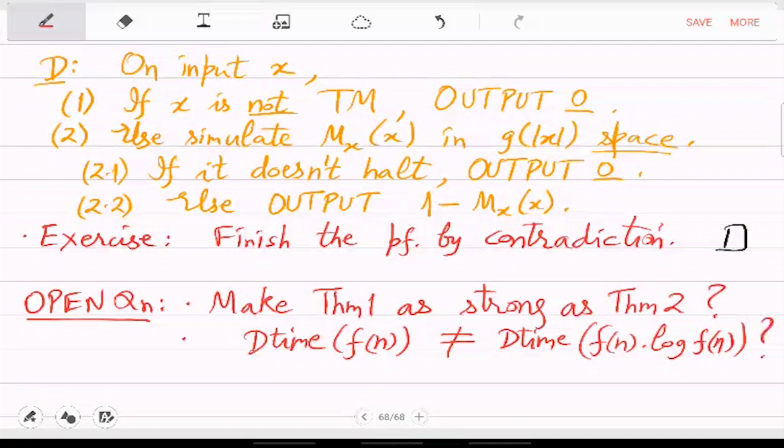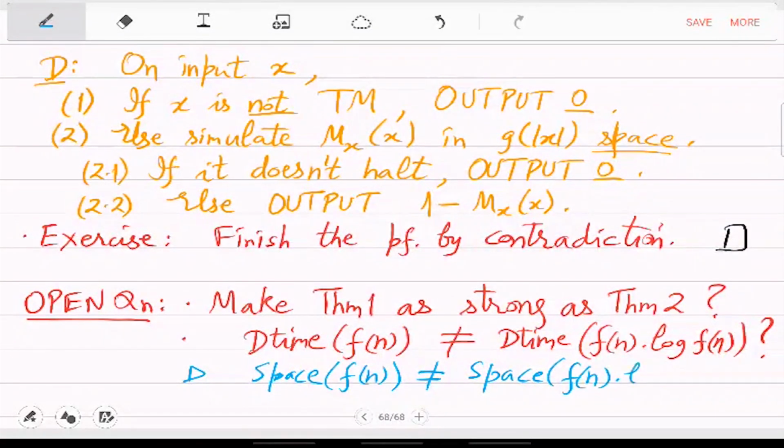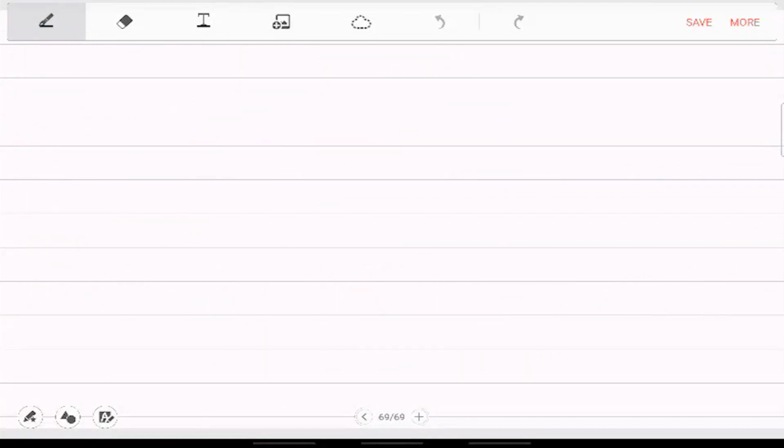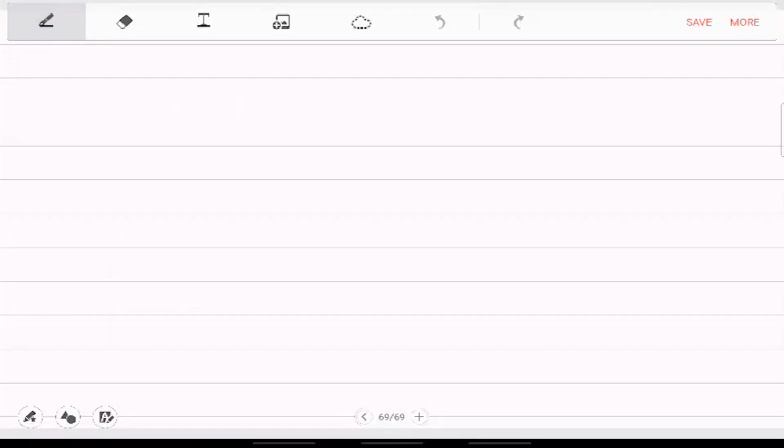Right, for space we know. For space we can show this, we have just shown it, but for DTIME we don't know. Okay. Now the final thing is, after time and space we will look at non-determinism as a resource. So the non-deterministic time hierarchy theorem.